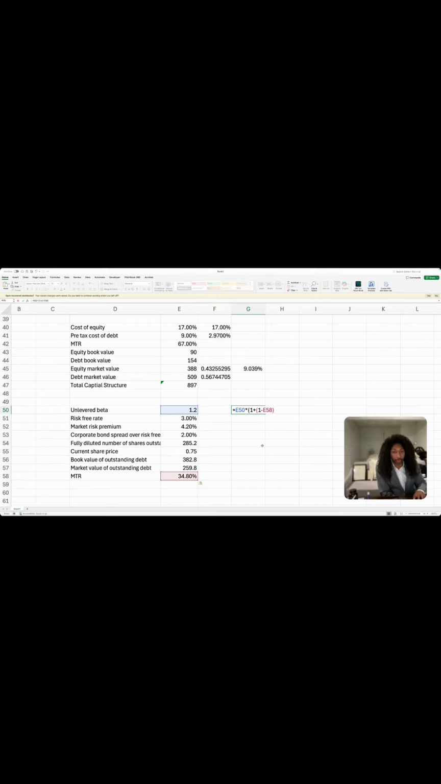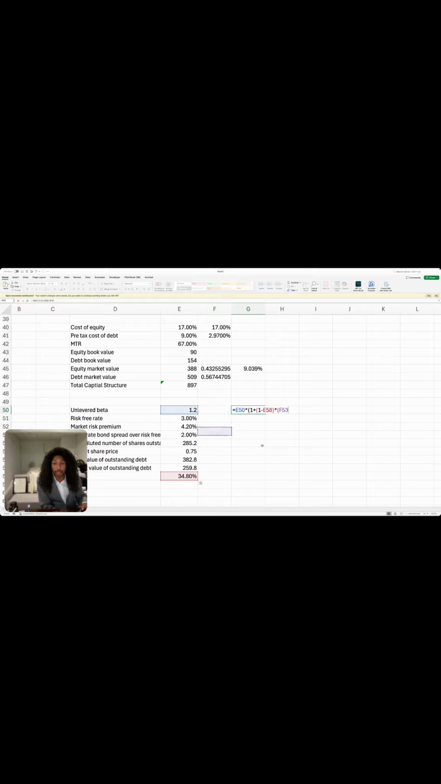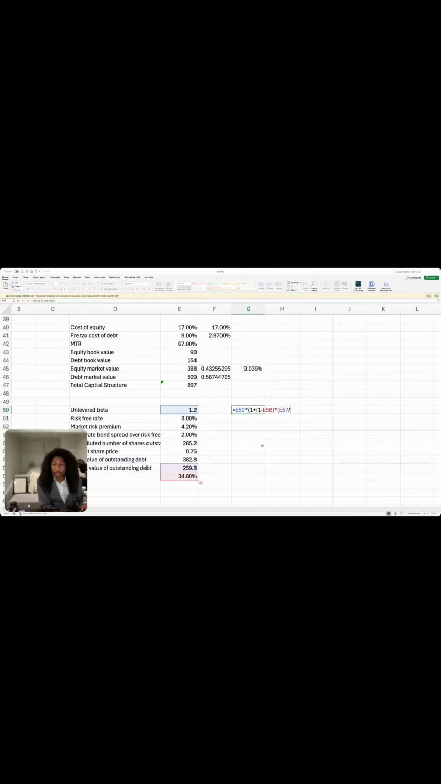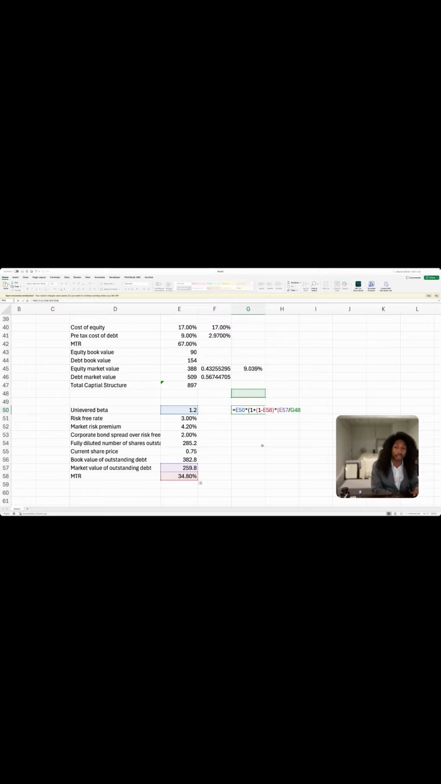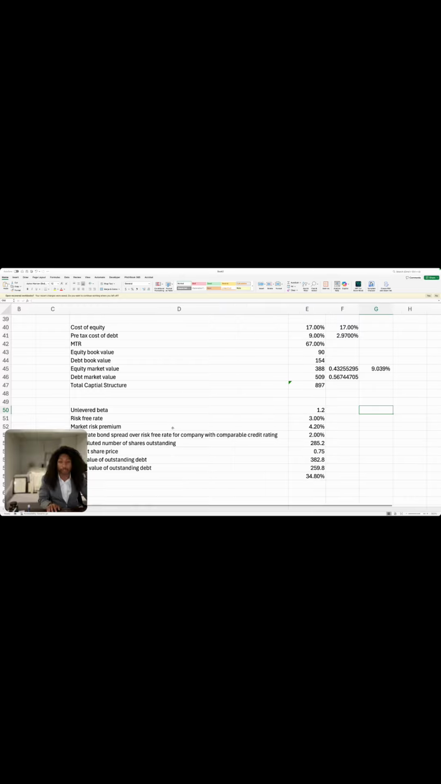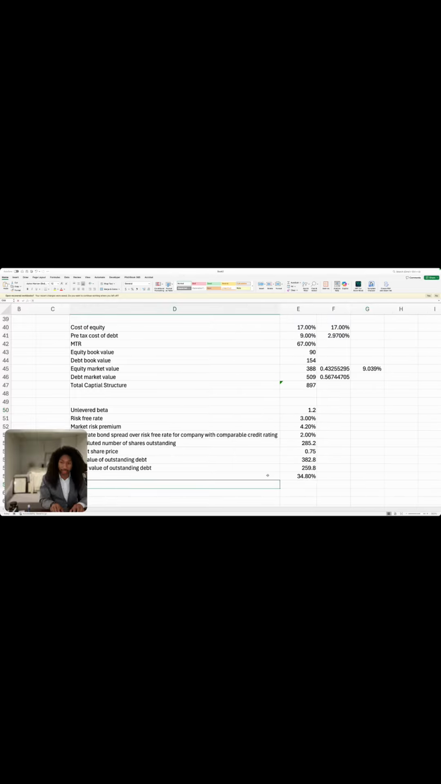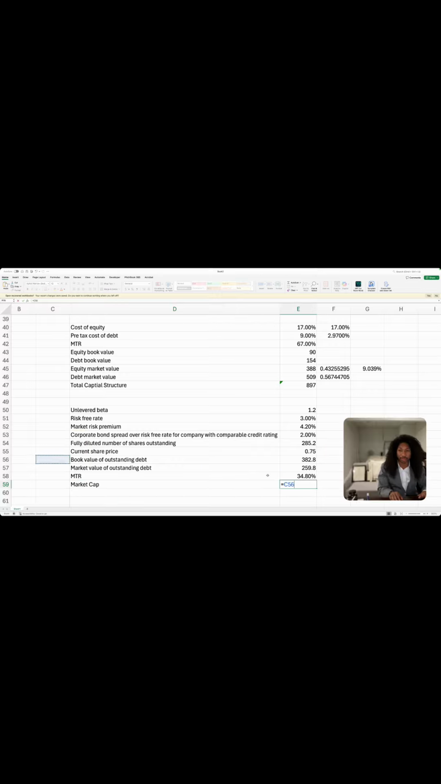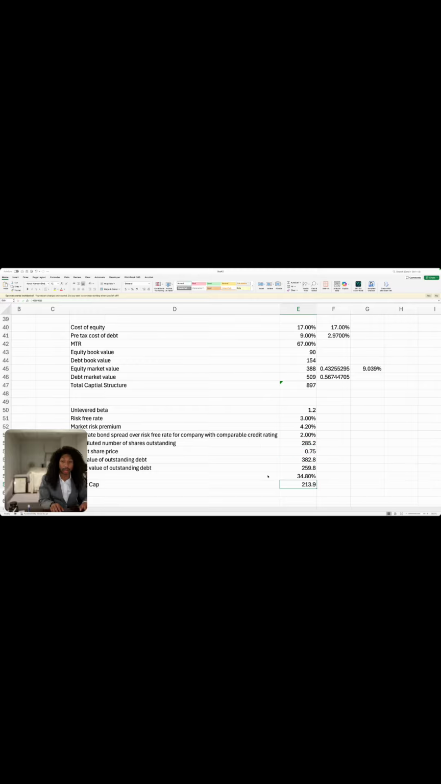So we want to relever beta, and because we're relevering it, we use the market value. We want to do the target debt to equity ratio. Debt to equity. Oh, you see what they did there? They're so slick. First we have to calculate the market equity, which is the market cap. So the market value of equity is the fully diluted number of shares outstanding times the share price. All right, there we go. Now we got equity.